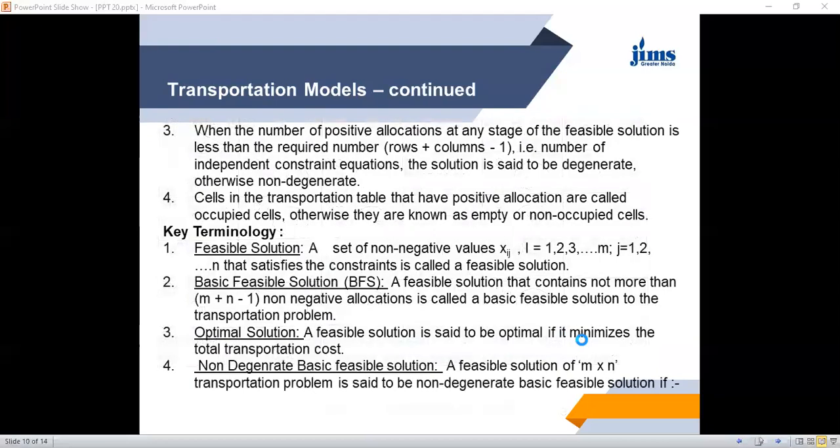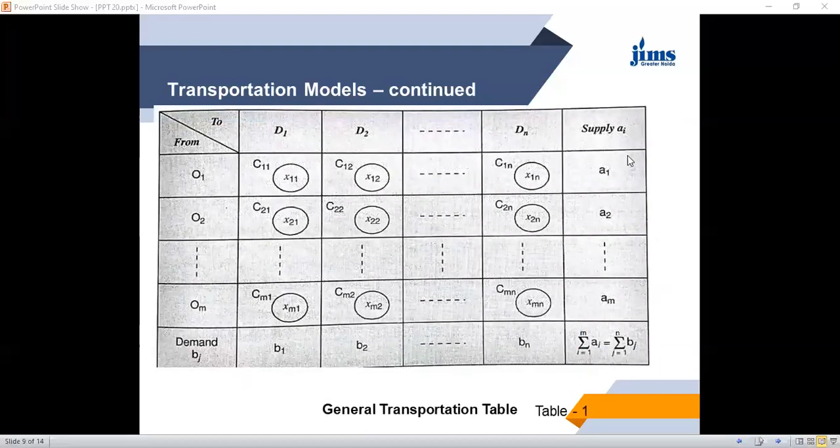is m plus n. See here, there are m rows, 1 row, 2 rows, 3 rows, up to m rows, and these are the n columns, so row plus column is m plus n. And these are 1, 2, 3, 4, 5, 6, 7, 8, 9, like these are the allocations where you have sent from Om to D1, from Om to D2, and likewise you are sending some quantity of material from an origin to a destination. So these are called the filled cells, or cells where some allocations have been made.